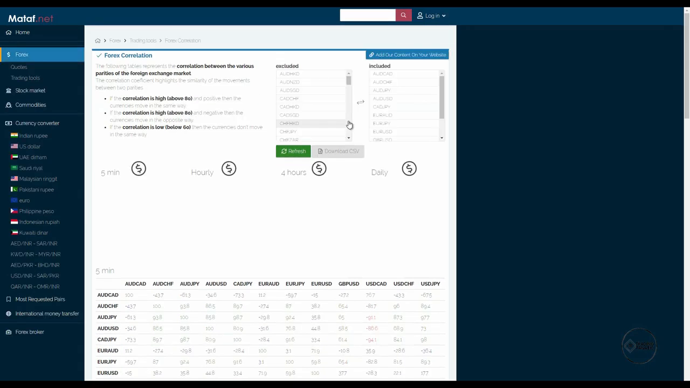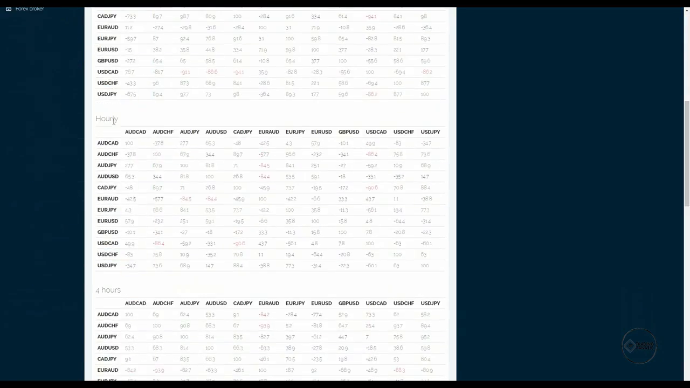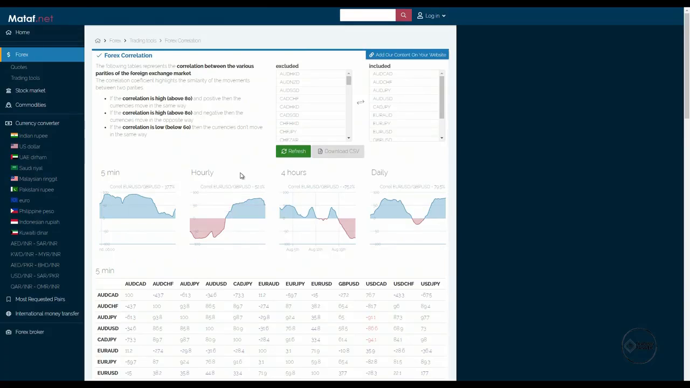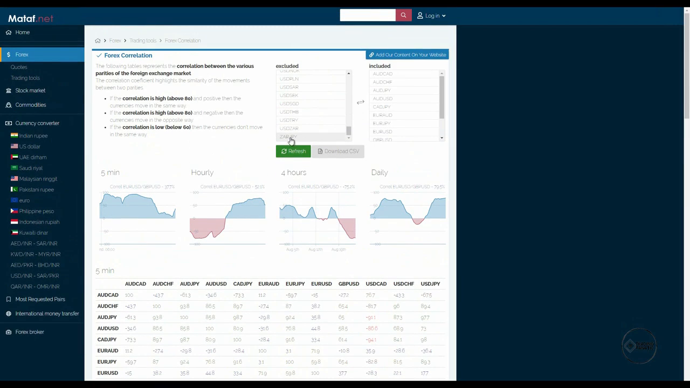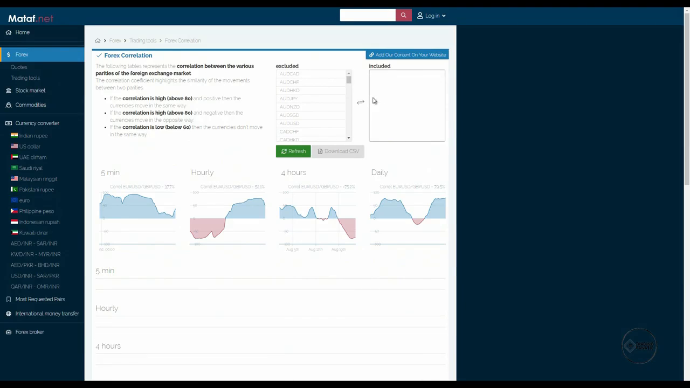So we're clicking at Forex correlation, and here you have 5 minutes, hourly, 4 hours, daily. Almost exactly the same as FX Street. However, here you have all of the pairs you want. The minors, the exotics, you can see South African Rand, the Turkish Lira, and much more. So you just have to, let's say, okay, I'm going to remove it. So let's say you have nothing here on your included list.